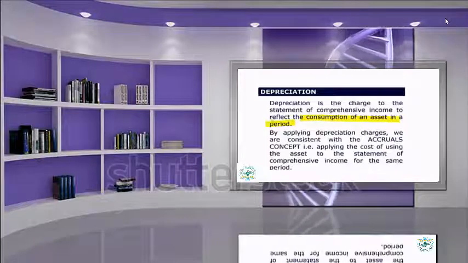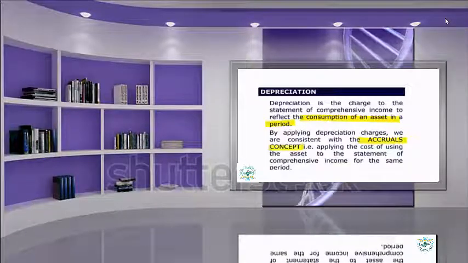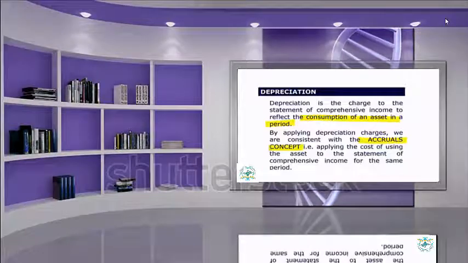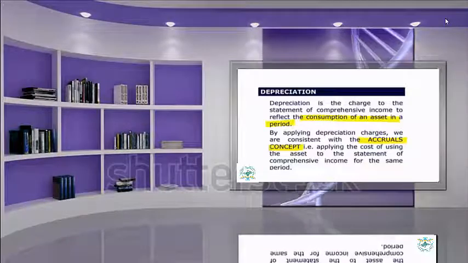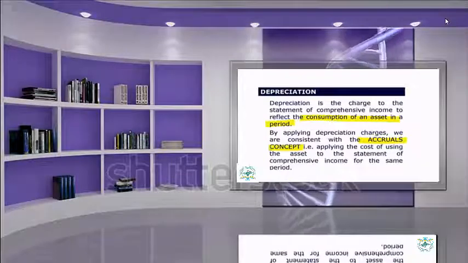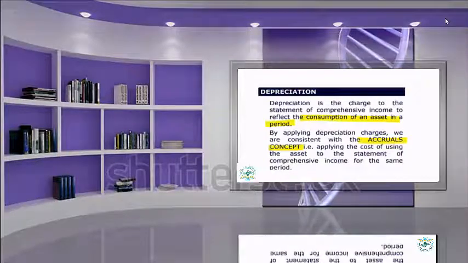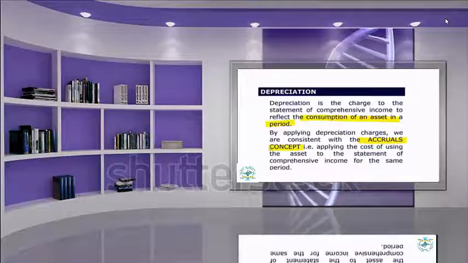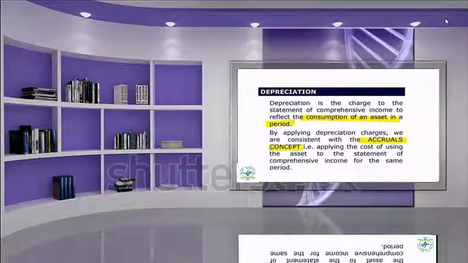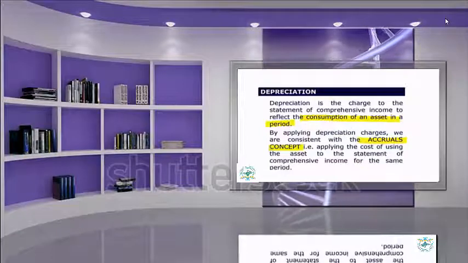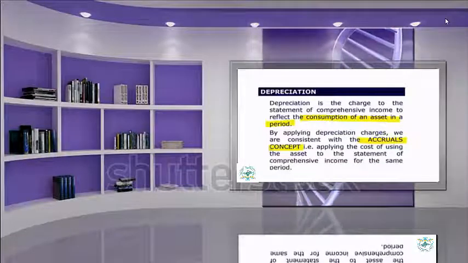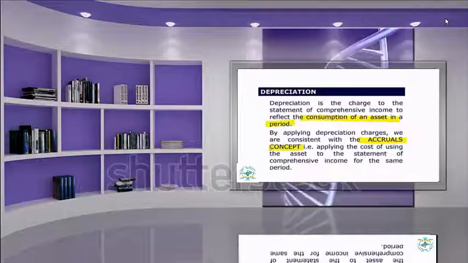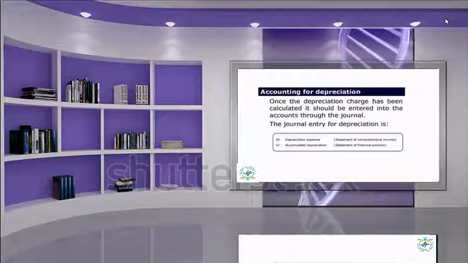So it is consistent with that accruals concept that we've talked about several times now already. A lot of it is to do with that idea of matching the income earned against the costs incurred. Now, when we think about depreciation, obviously we've got to think about, well, how are we going to calculate this charge to the statement of comprehensive income? But also we need to think about how we're going to record that value in our financial statements. For that, we're going to need to do a journal entry. So, accounting for depreciation.